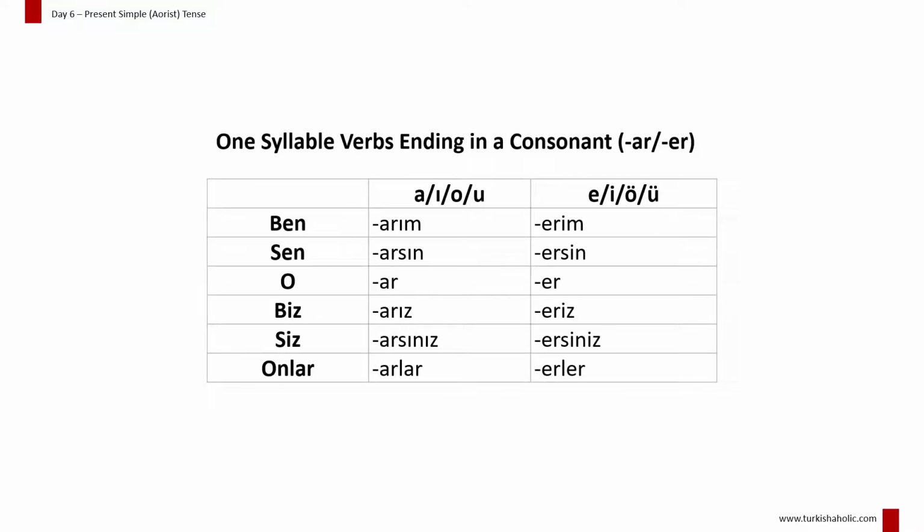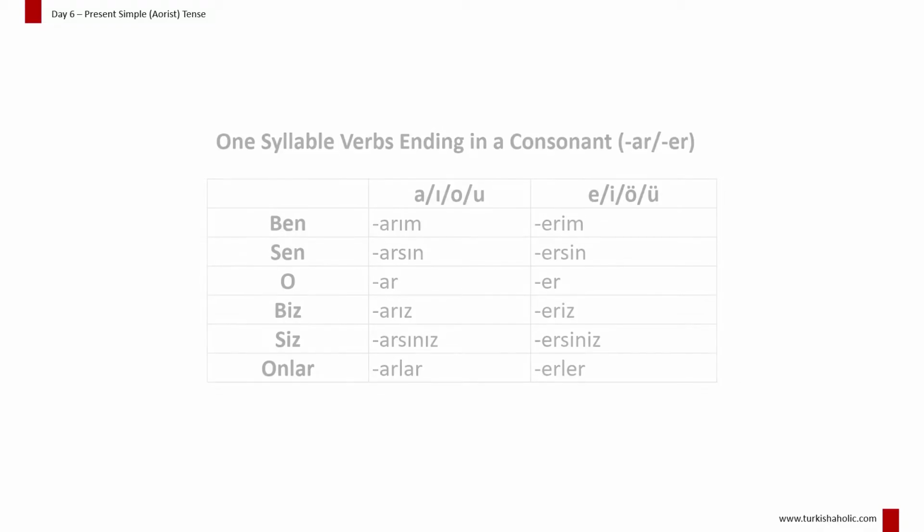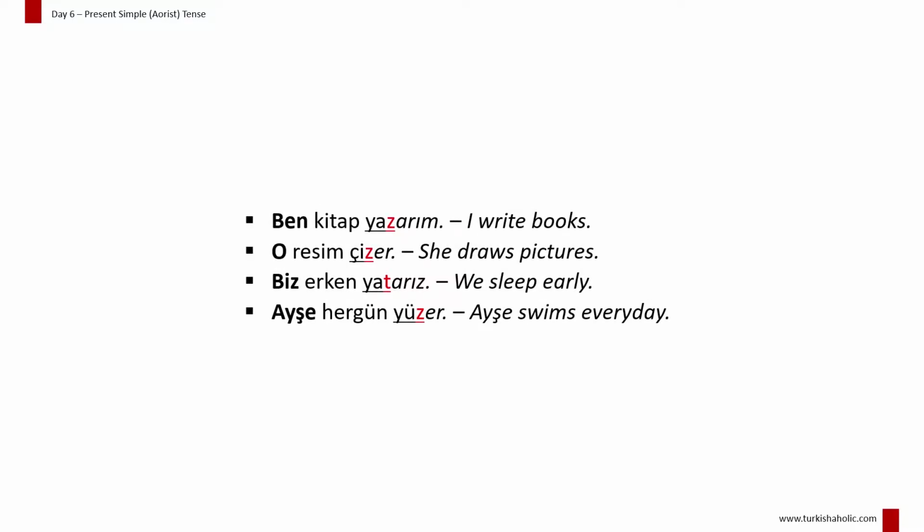For verbs that have one syllable and end in a consonant, we add "ar" or "er" to the end of the root of the verb in addition to the personal suffix right after the present simple tense suffix. Here are some examples. Ben kitap yazarım. O resim çizer. Biz erken yatarız. Ayşe her gün yüzer.